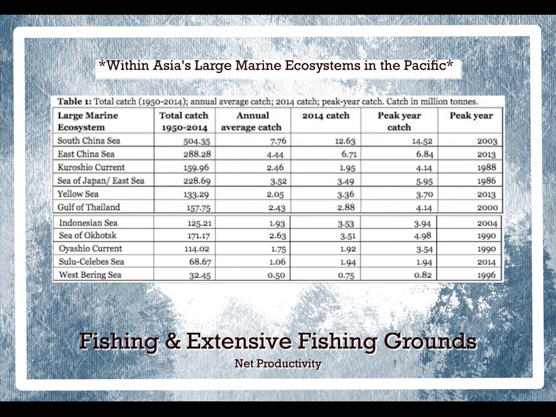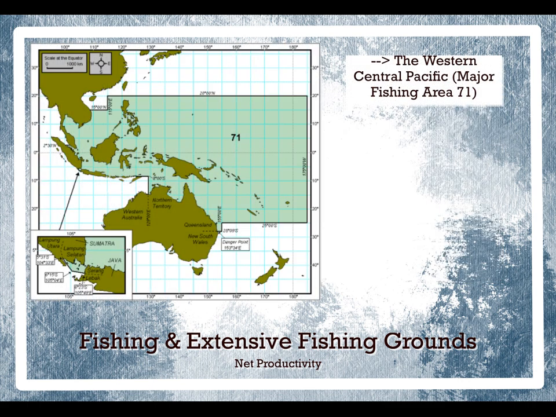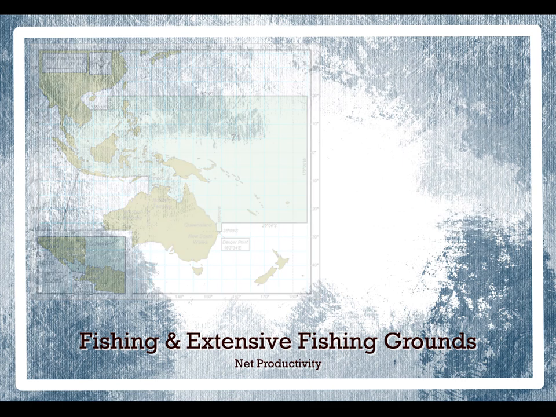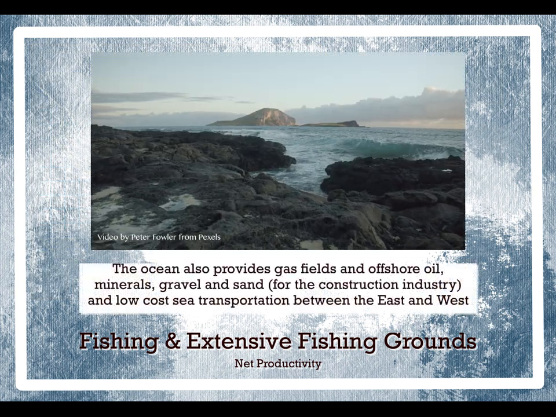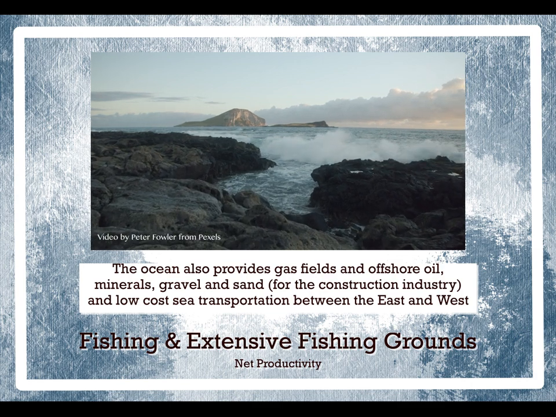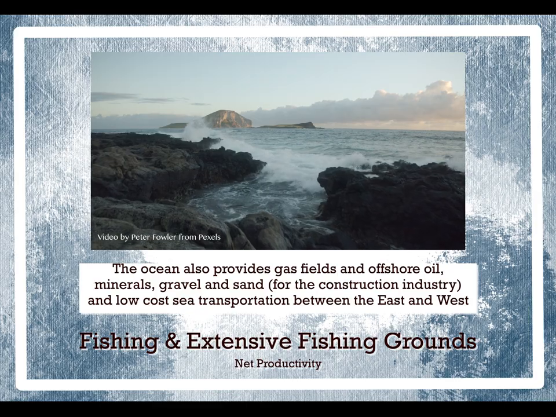For the species caught, an example can be from one of the major fishing areas in the Pacific Ocean, the Western Central Pacific, or Major Fishing Area 71. The main species targeted in this area include tunas, mackerels, rays, sharks, crabs, prawns, squids, clams, catfishes, and many more. In addition to fishing, the ocean provides gas fields, offshore oil, minerals, gravel, and sand for the construction industry, and low-cost sea transportation between the east and west.